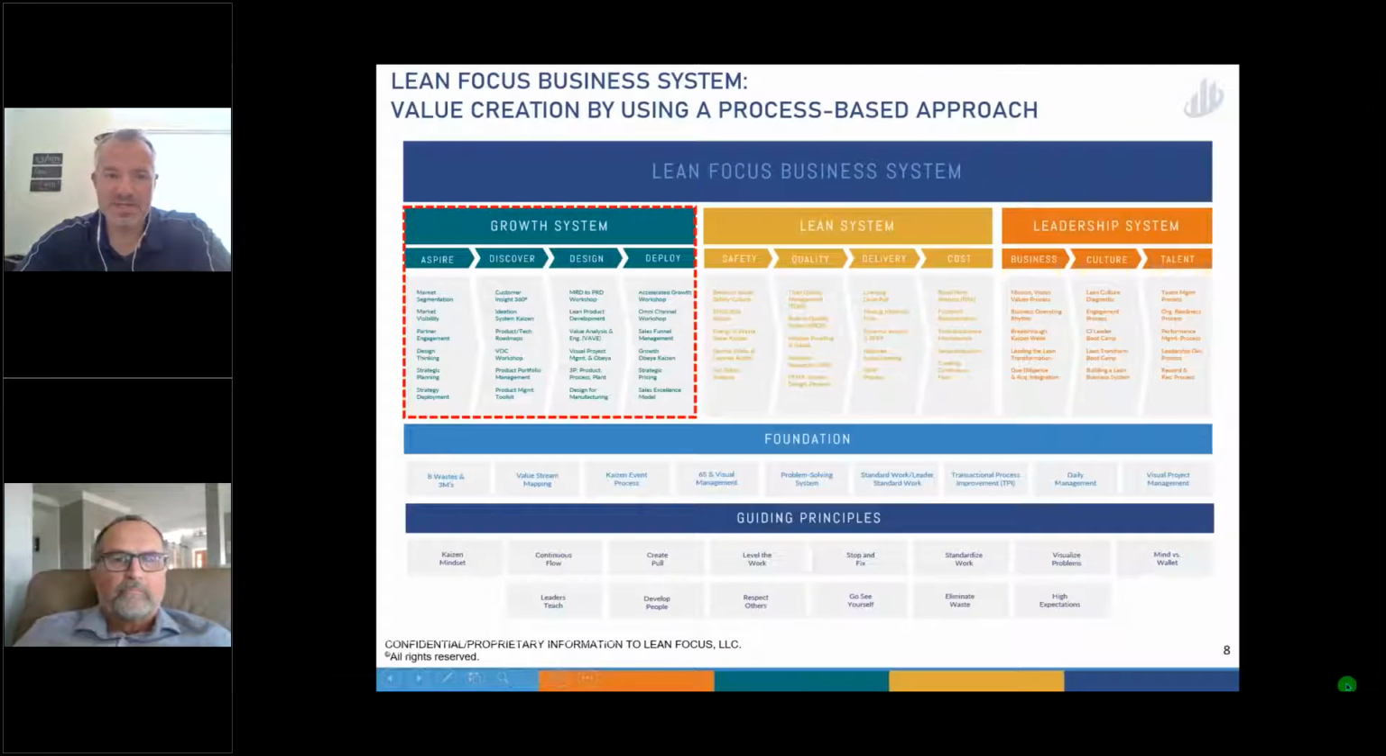So I mentioned the system-based approach, which is one of the three legs of the high performance culture. This is what we refer to as our lean focus business system, which is a comprehensive toolbox that aims to help a business achieve sustained profitable growth. And if you'll notice, there's a subsystem called growth, of which George Ellis's presentation is focused on primarily, at least the innovation aspects of that growth model.